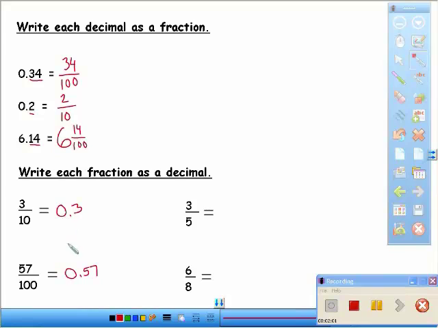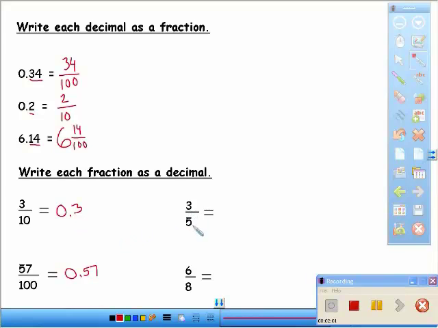Now, remember, do we have to put the zero in front of the decimal? You don't have to, but by putting the 0 out in front, now I know for sure that that is a decimal point and not just a smudge on the piece of paper. So it's safer to put the 0 out in front of your decimal.